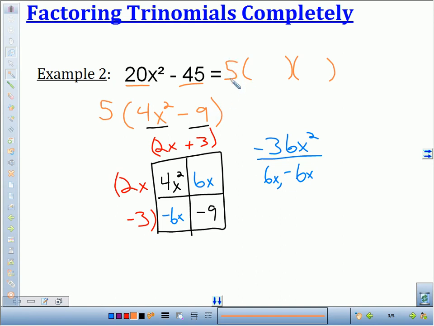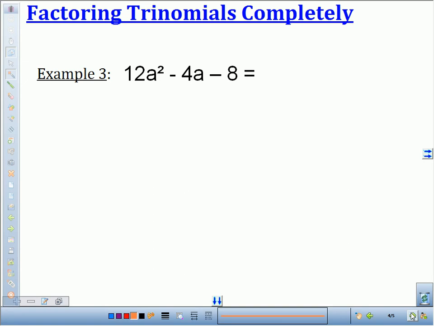So I'm going to have 5 times 2x plus 3 times 2x minus 3. And that is my complete answer. It has to contain the 5 that was the greatest common factor, and then the factors that I got from using the box method. Let's look at another example here.